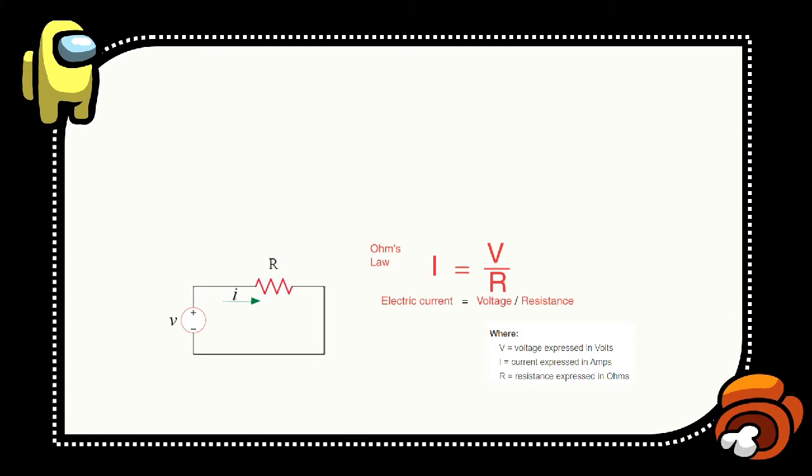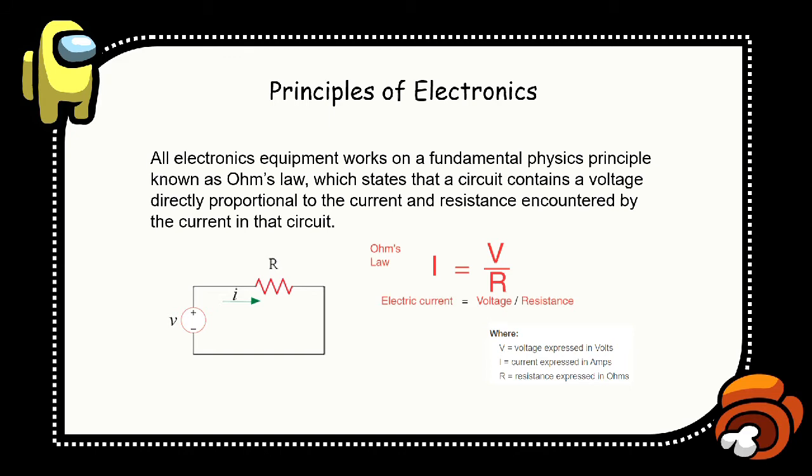So how does electronics work? So we start with the principles of electronics. All electronic equipment works on a fundamental physics principle known as Ohm's law, which states that the current through a conductor is directly proportional to the voltage and inversely proportional to the resistance encountered by the current in that circuit. So, mauna siya ang picture sa circuit diagram na represents sa Ohm's law, kanang picture sa inyong left. And so in other words, ang Ohm's law, kung i-double ninyo ang voltage across the circuit, then the current will also double. However, if the resistance is doubled, the current will fall by half.